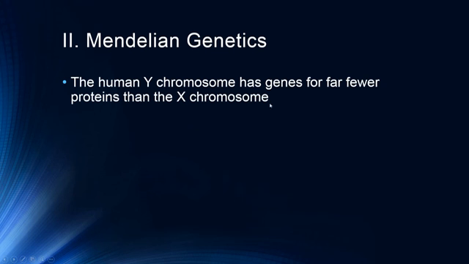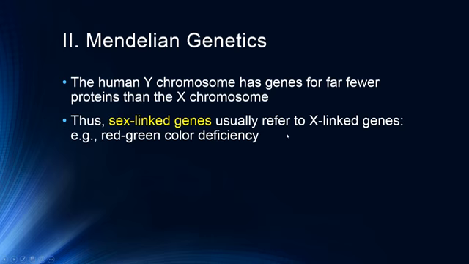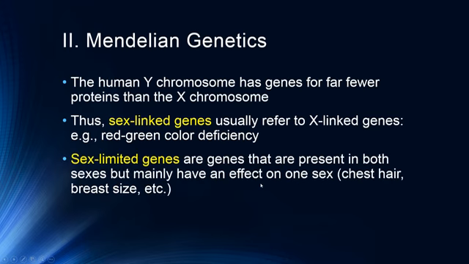The human Y chromosome has genes for far fewer proteins than the X chromosome. Thus, sex-linked genes usually refer to X-linked genes. So something like red-green color deficiency, if someone's missing that gene on the X chromosome, it's not matched on the Y chromosome, and as a result, it'll be missing altogether. So these sex-linked genes are genes that are present in both sexes, but mainly have an effect in one sex. Sorry, sex-limited genes. Sex-linked genes refer to X-linked genes.